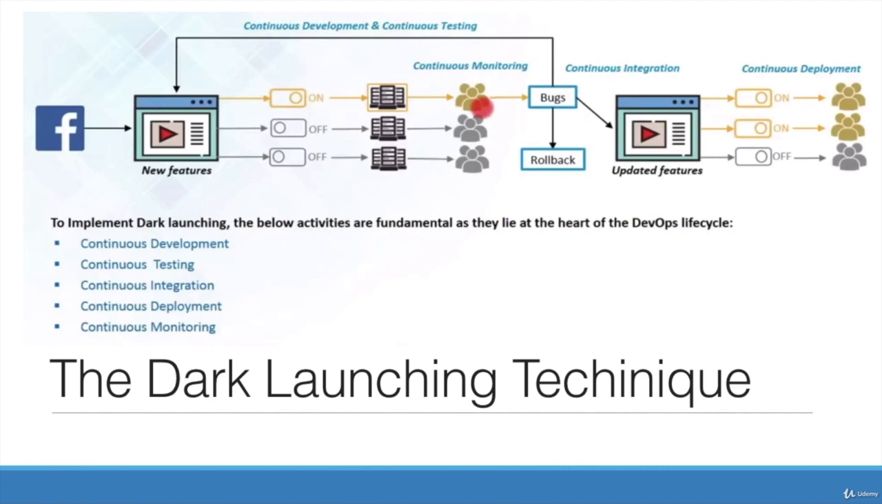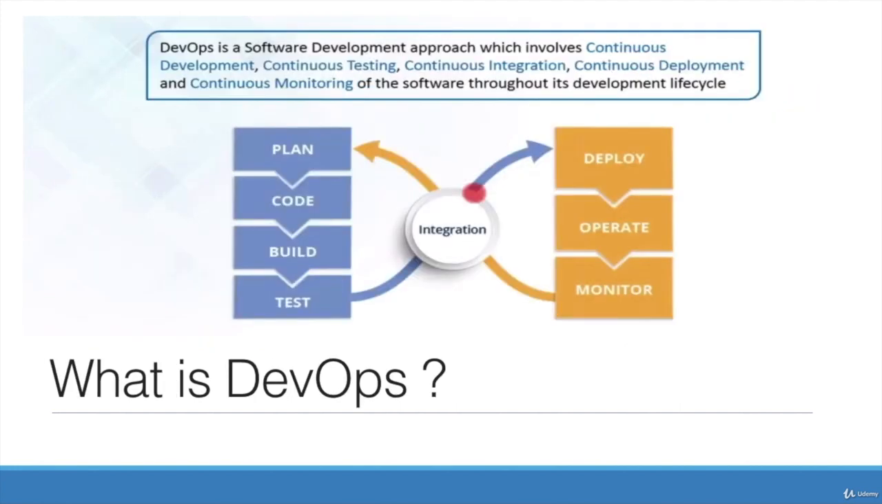So here we learn five new things. This is basically the implementation of the dark launching technique, or the activities or the fundamentals of the DevOps lifecycle. And the DevOps lifecycle is all about continuous deployment, continuous development, continuous testing, continuous integration, and continuous monitoring. So this is the phase which started the DevOps. Now we learn about the DevOps.